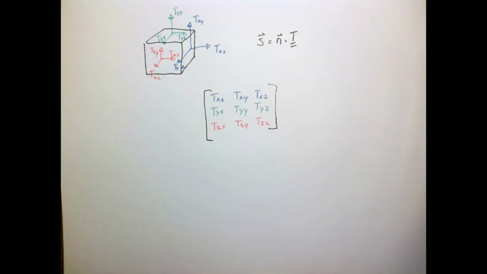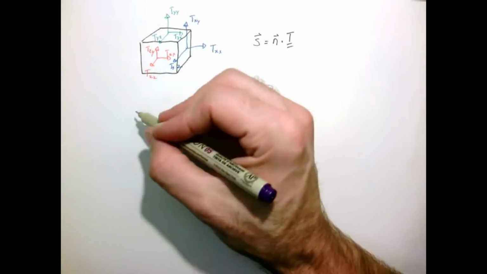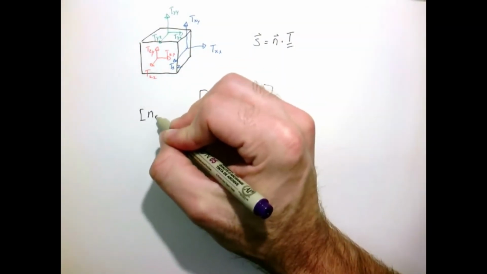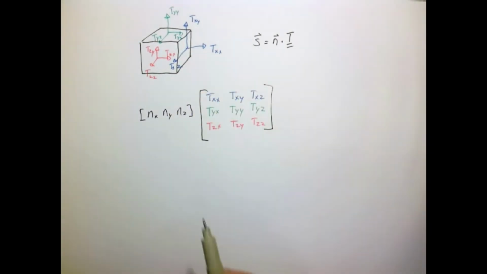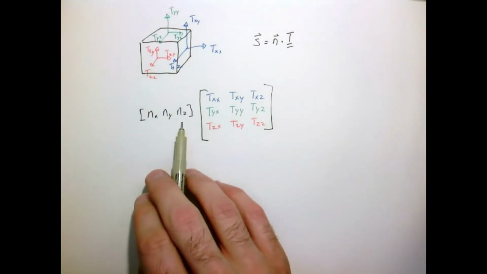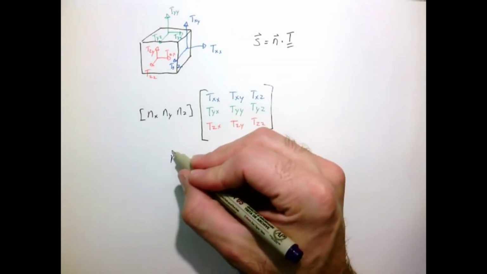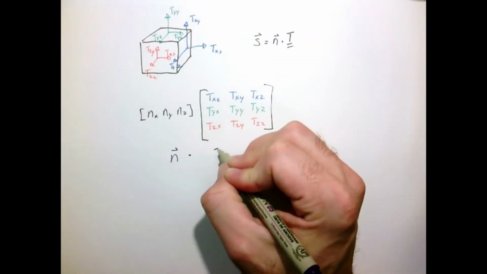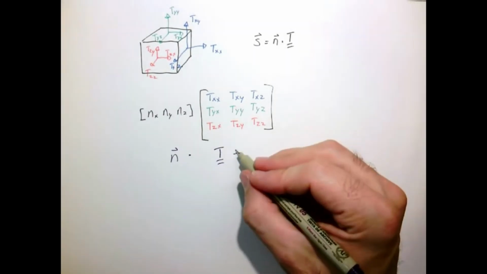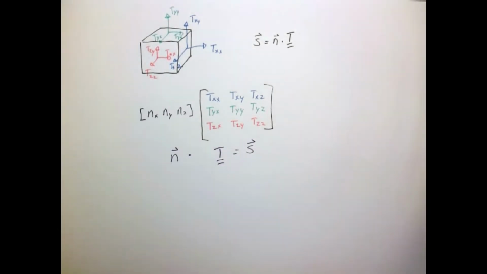Now the way I usually remember this is just write things out as sort of a vector matrix multiply. So if we write our normal vector as a column vector, and I take the vector matrix product of this vector n dotted with this matrix T, then that gives me a vector which is the stress vector.